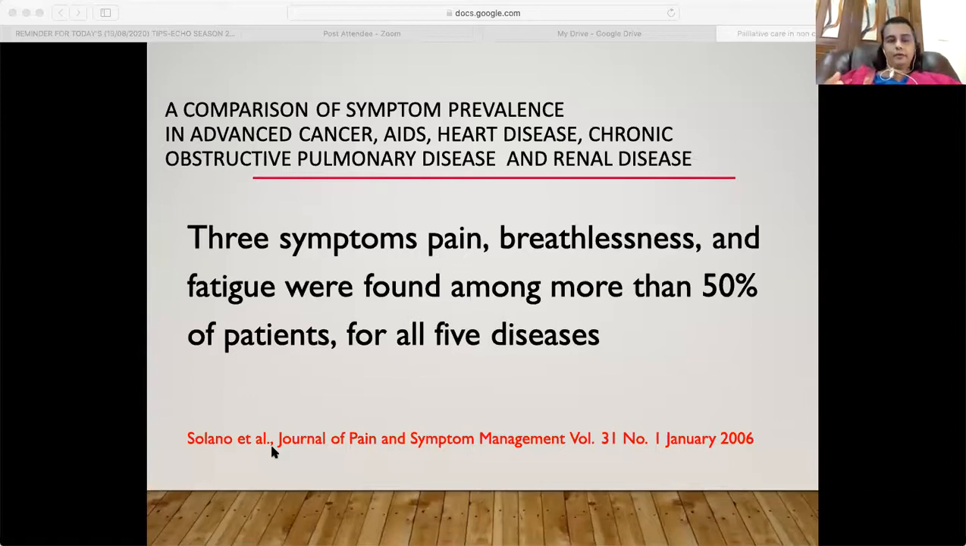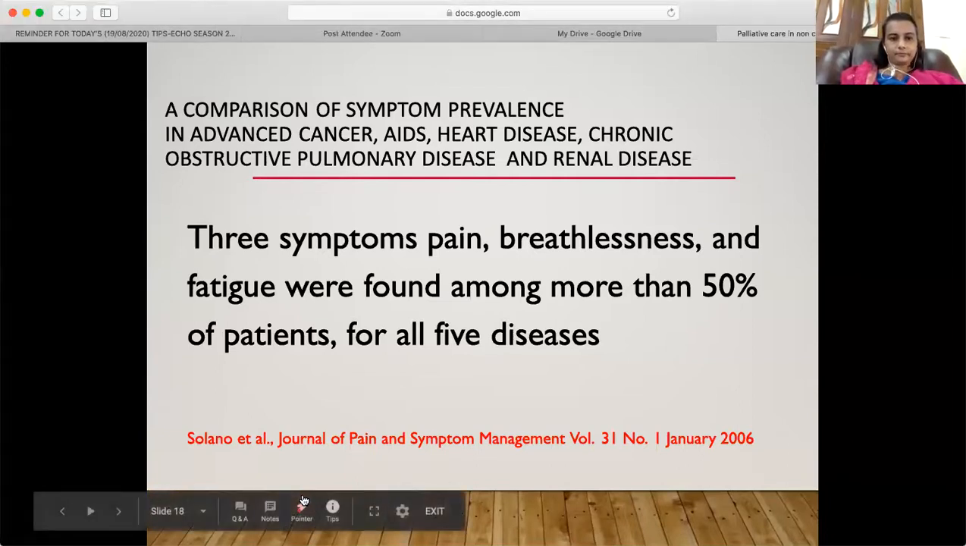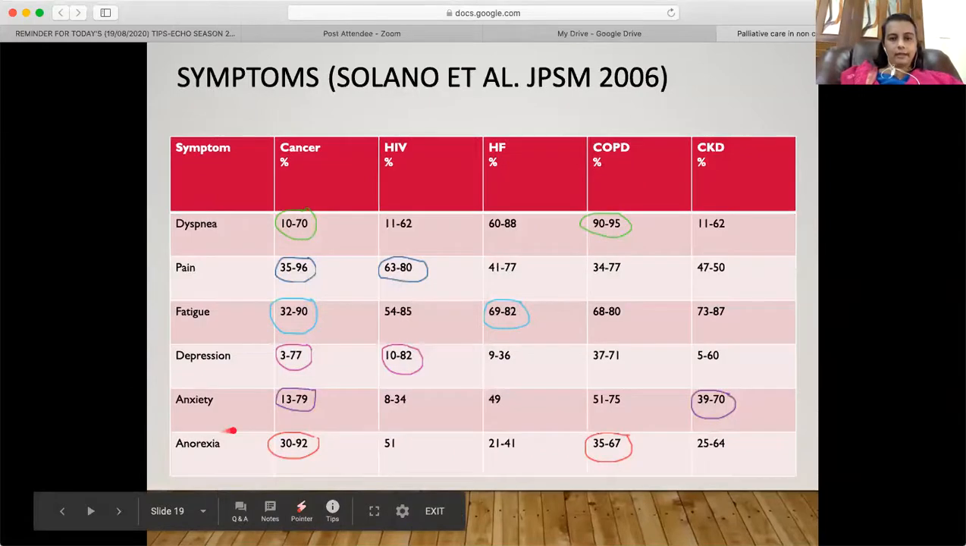For cancer patients, everybody knows that palliative care has a role. But unfortunately for non-cancer, that is not well-known knowledge. So if they are not referred on time, those patients tend to suffer. And I've got the same paper, with the list of symptoms. As I mentioned, dyspnea, pain, fatigue, depression, and you can see how common these are.